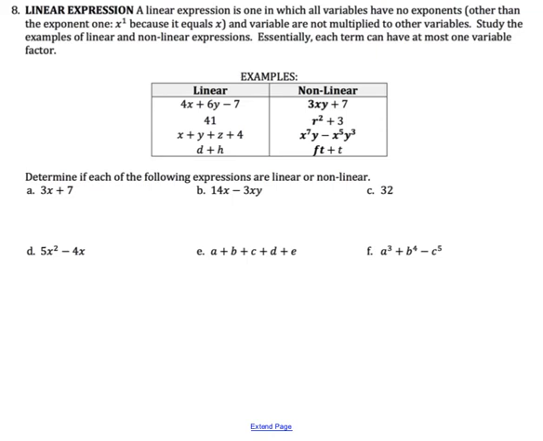Number 8. A linear expression is one in which all variables have no exponents other than the exponent 1, x to the first because it's just x. And variables are not multiplied to other variables. Study the examples of linear and nonlinear expressions. Essentially, each term can have at most one variable factor. So these are yes/no questions. Is 3x plus 7 linear? Well, this term only has one variable in it, and this has no variables, so this one is okay. It can have at most one variable in each term.